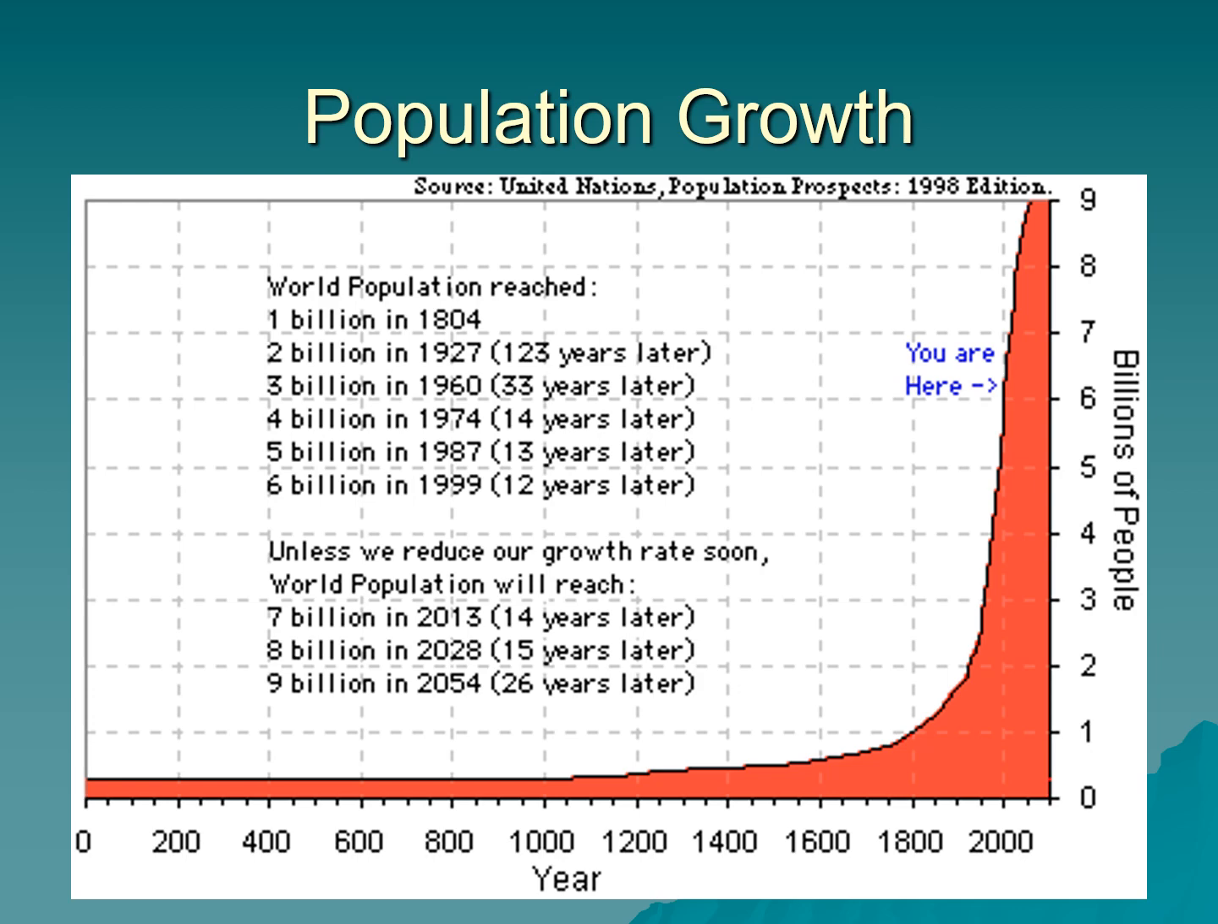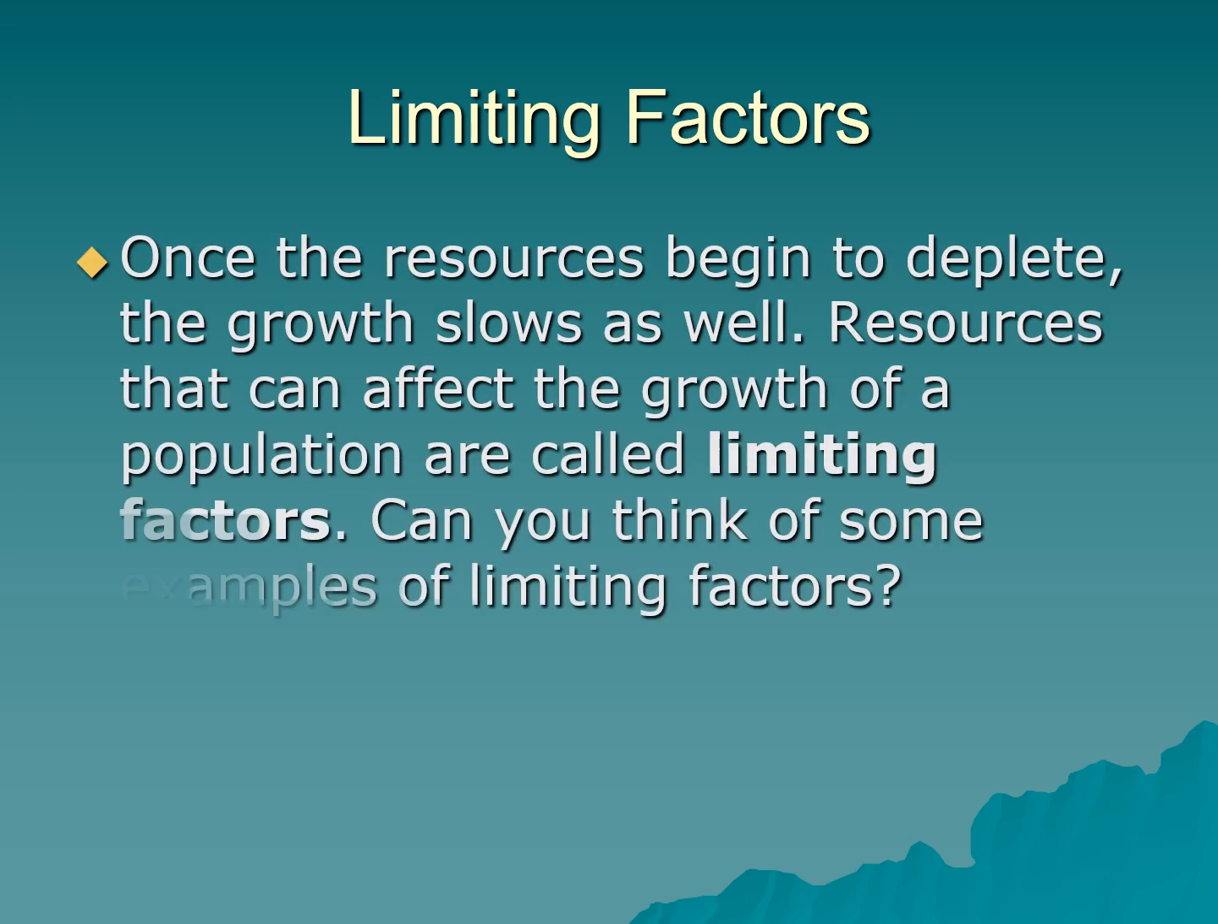We're at 2020. I think we're at 7.4 or 7.3 billion right now. So we're still growing fairly rapidly, and that's problematic because there are limiting factors. Once resources begin to deplete, growth will slow. Okay, resources that can affect the growth of a population are called limiting factors. So can you think of some examples of limiting factors for any population?